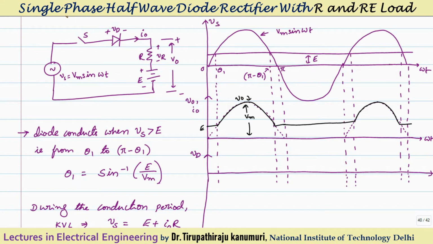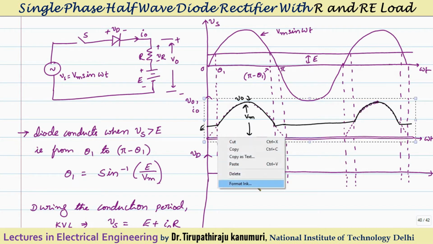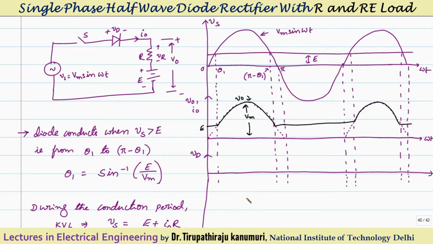Now coming to the current. When the diode starts conducting, only then will current pass. So current will pass from this instant up to this instant. When the diode is reverse biased, the current will not pass. So it will pass from here up to this instant. Let us draw that with the blue color. Current will pass from here to here. Again in a similar way here also the current will pass from here to here. So this is my current waveform. This is my value of I0. Now coming to the diode.